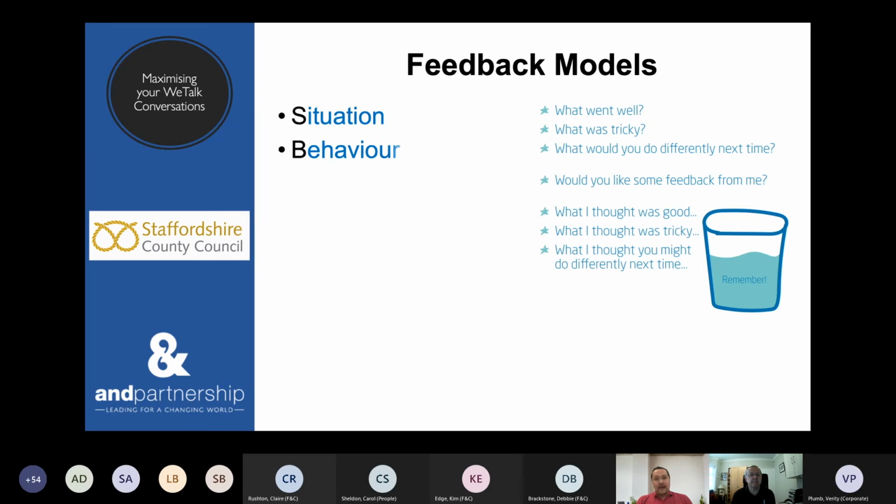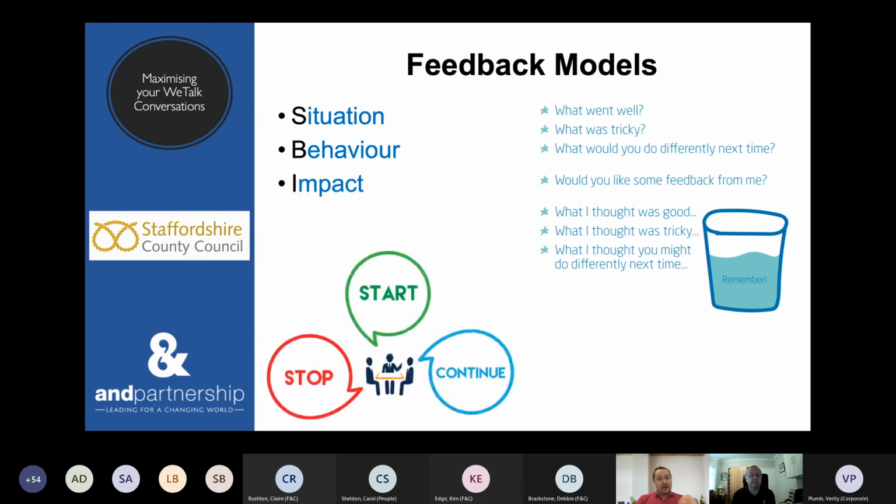Other models, there's some brilliant behaviour models as well. So some of you might have heard of SBI, which is talking about the situation and then what the behaviour was and the impact on others. It might be impact on you, on the team, on external stakeholders, whatever that might be.